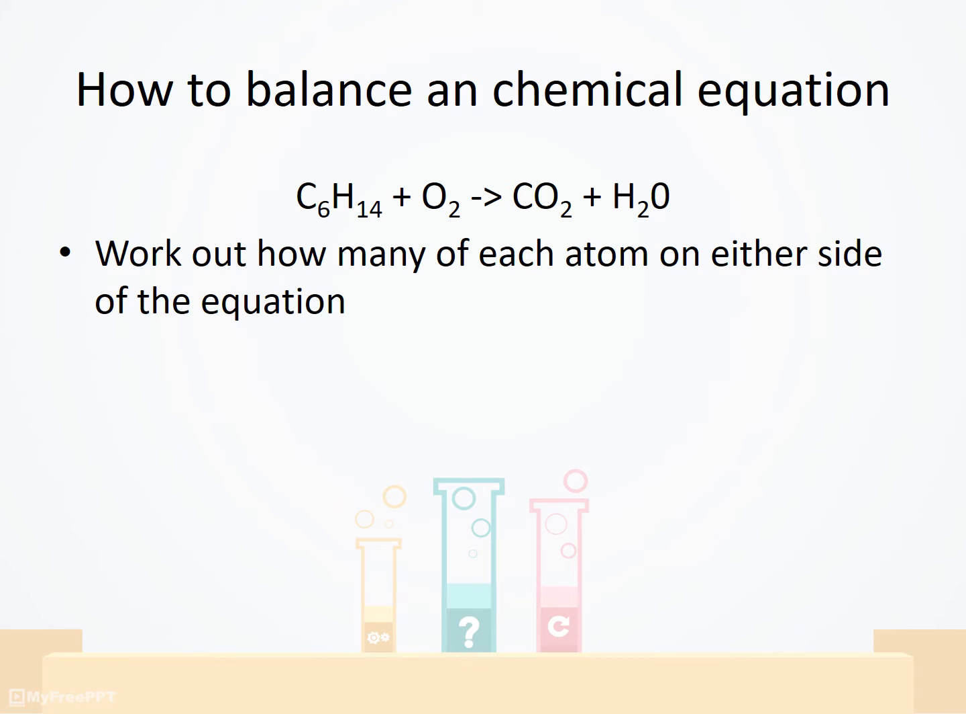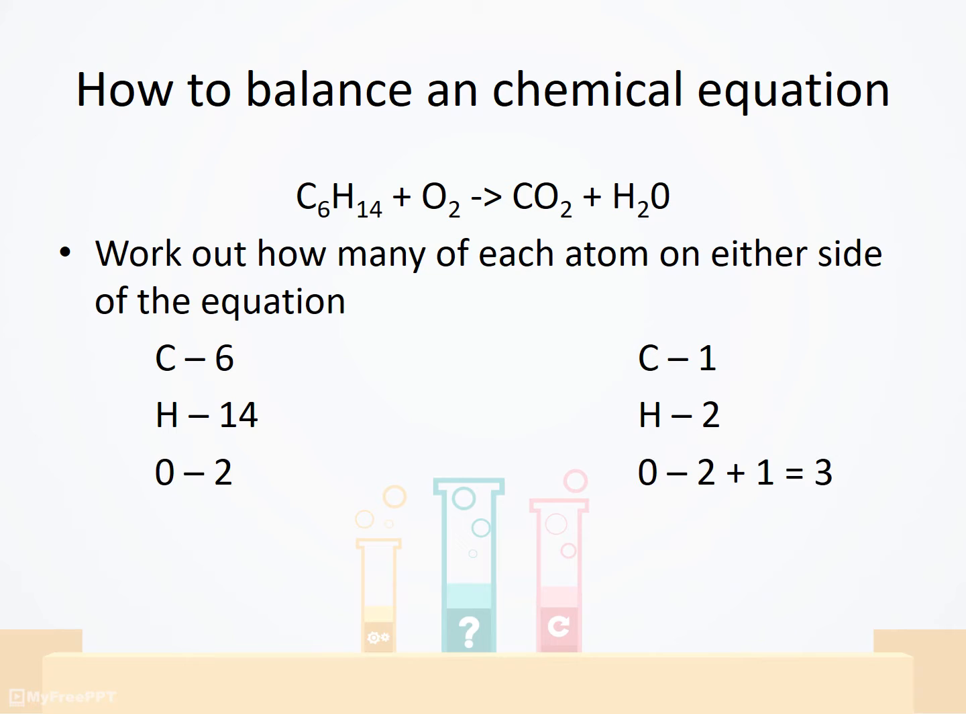So let's start looking at our atoms. So carbon atoms, on the left-hand side we've got 6, on the right-hand side we've got 1. So immediately they're not balanced because they should be equal. Look at the hydrogens, same problem. 14 on the left side, 2 on the right, and oxygen, 2 on the left-hand side, and then 2 in carbon dioxide and 1 in the water makes 3 on the right. They're not equal.